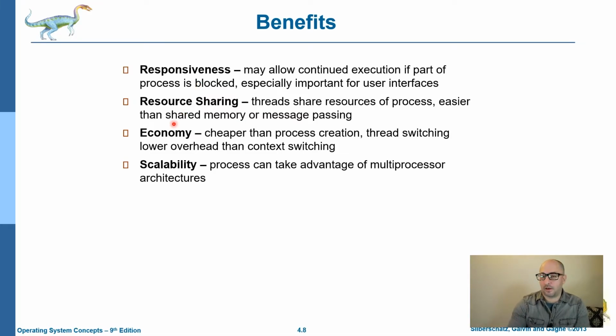And again, economy. This is the same as resource sharing in a way, but this time in processing time, in that context switching between threads is much less expensive than context switching between tasks. And in systems that have multiple processors, those multiple threads may be executing on distinct processors and therefore running faster, getting their job done.